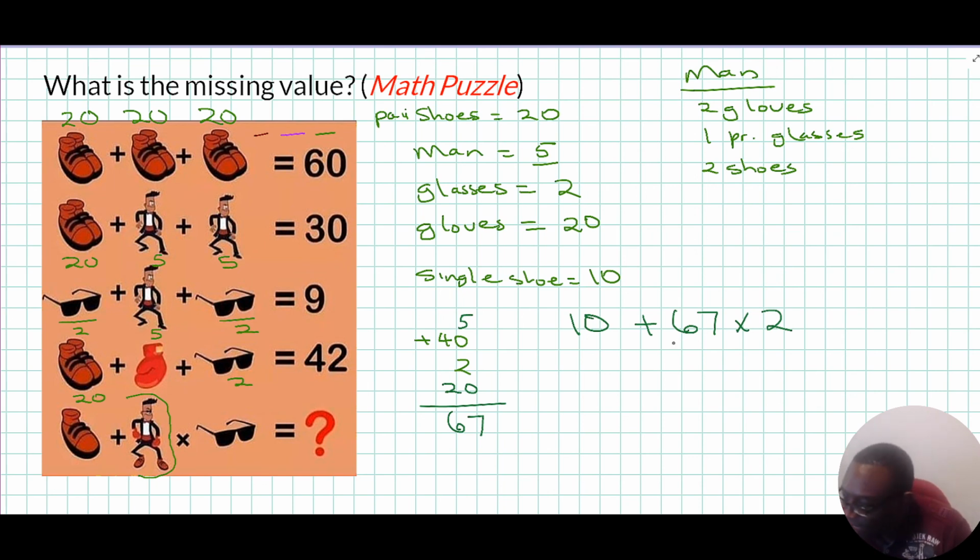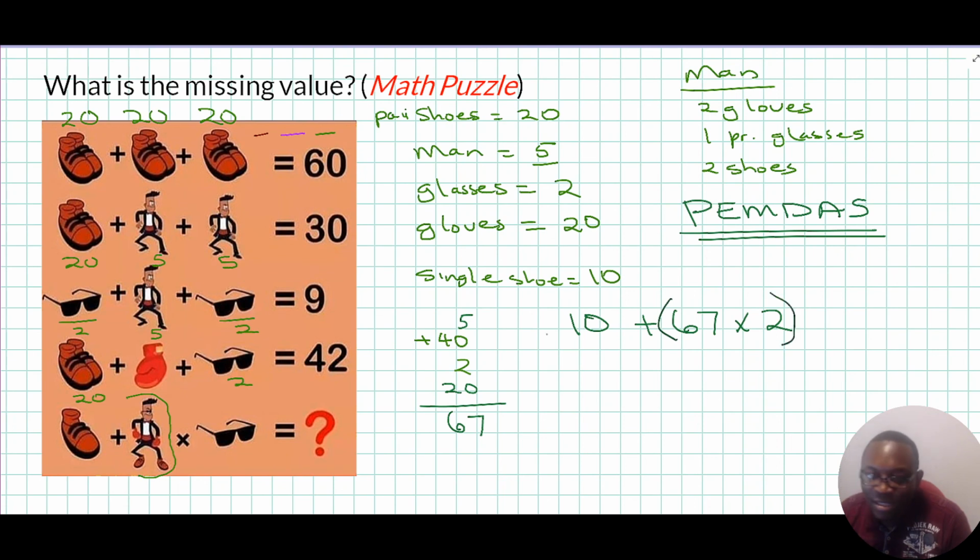So remember PEMDAS. You're actually very close, but you have to remember PEMDAS. Everything you do in math, when it comes to order of operations, remember PEMDAS. I think next week I'm going to do a few problems on order of operations. PEMDAS controls everything you do whenever you have multiple operations in a question. So multiplication always comes first. 67 multiplied by 2 is 134, and then you have 10. So 10 plus 134 is 144.